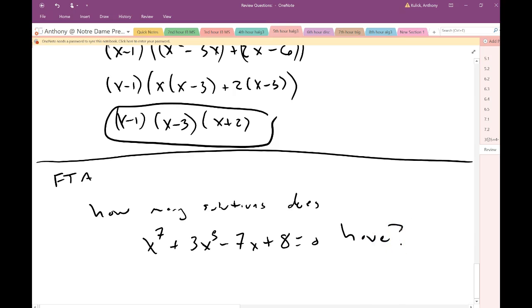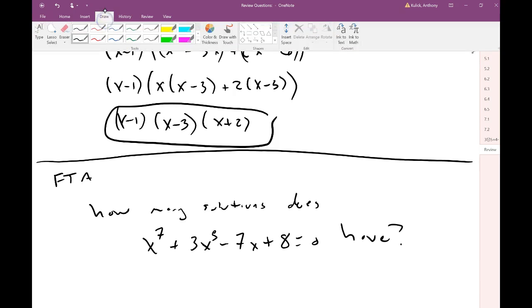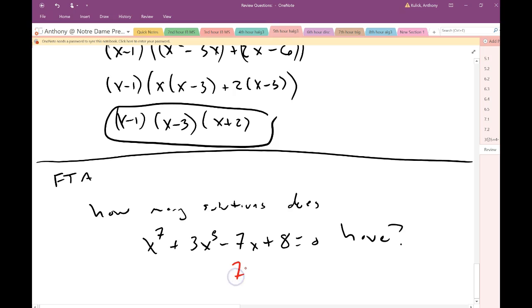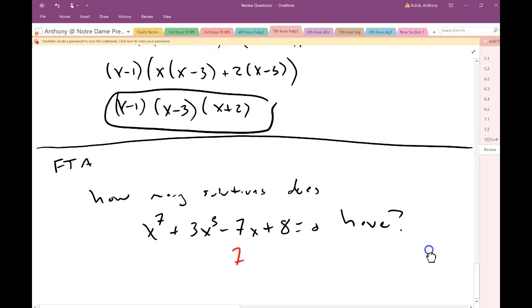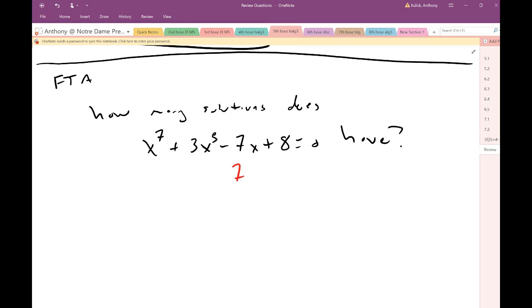So how many solutions does x to the 7th plus 3x to the 5th minus 7x plus 8 equal to 0 have? 7. That's it. Okay? So that's how you use that. It's a really powerful theorem, right? It tells you exactly how many you're going to get, and it's really easy to get.